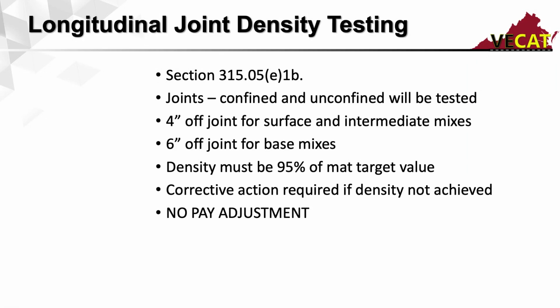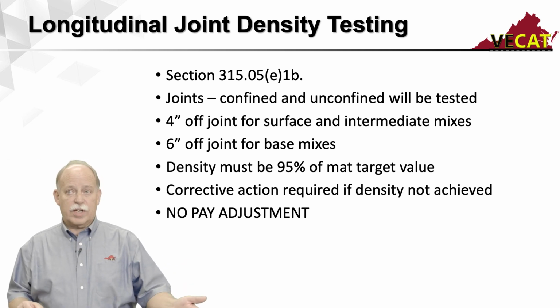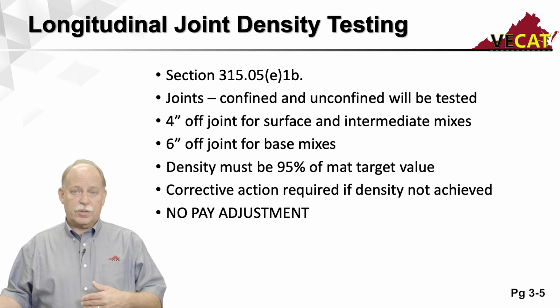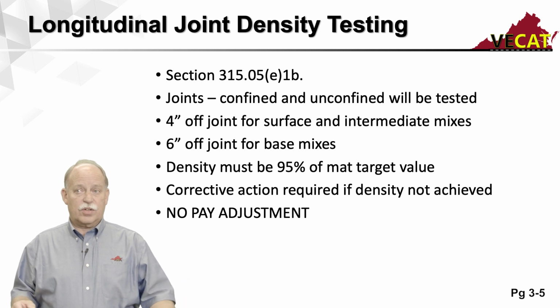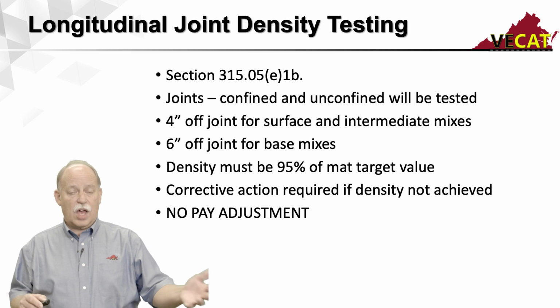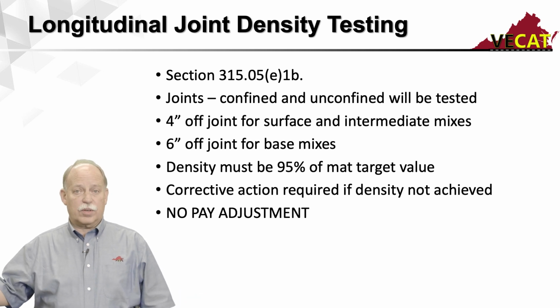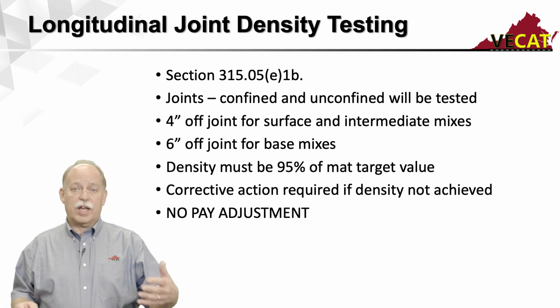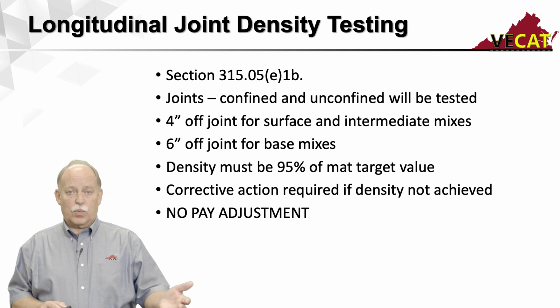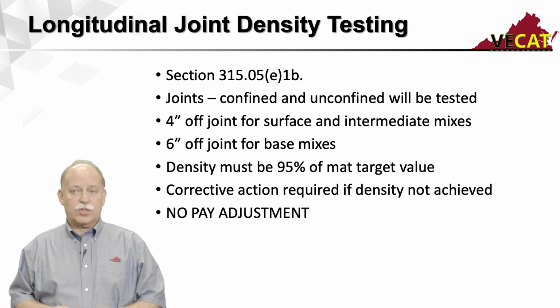So now for longitudinal joint testing. Those can be found in section 315.05E1B. We talked a minute ago about the locations for those longitudinal joint tests. Just like we said earlier, it has to be 4 inches off that joint for surface and intermediate bases. It has to be 6 inches for base mixes. So whereas before, for your test lot sections, you're actually trying to get away from the longitudinal joint, in this instance, you're trying to be right next to that longitudinal joint. And you're going to test each one of those as you go down the road. We'll talk about the details of how many tests are required in a minute.